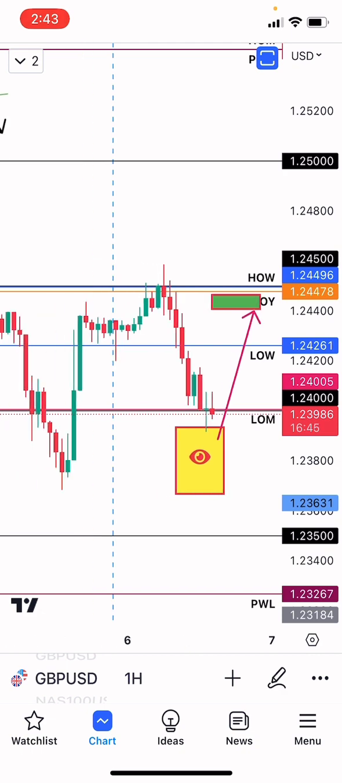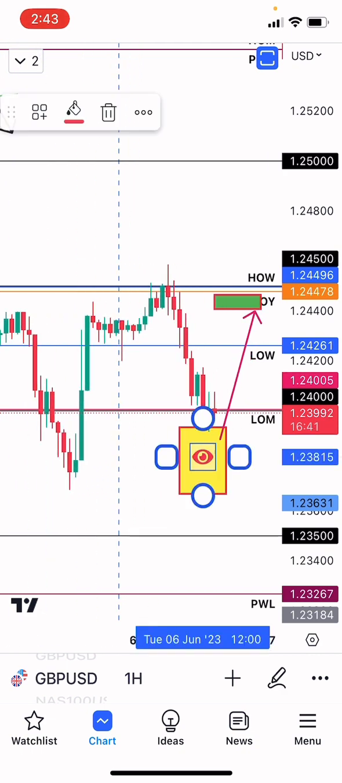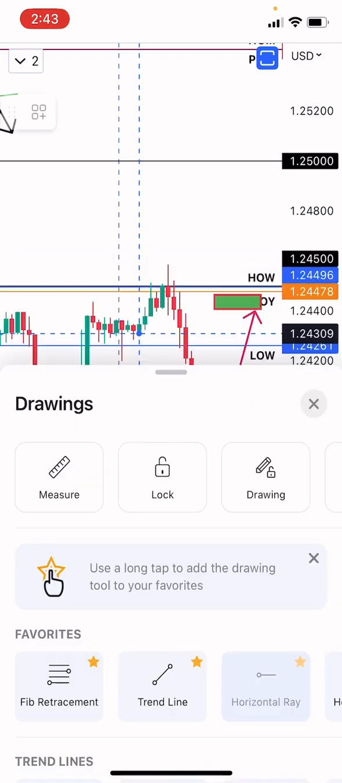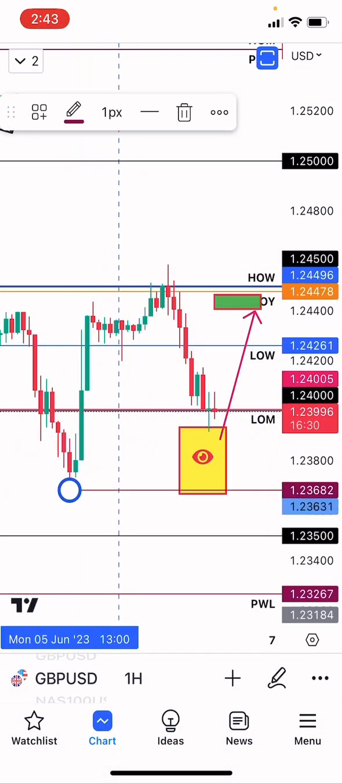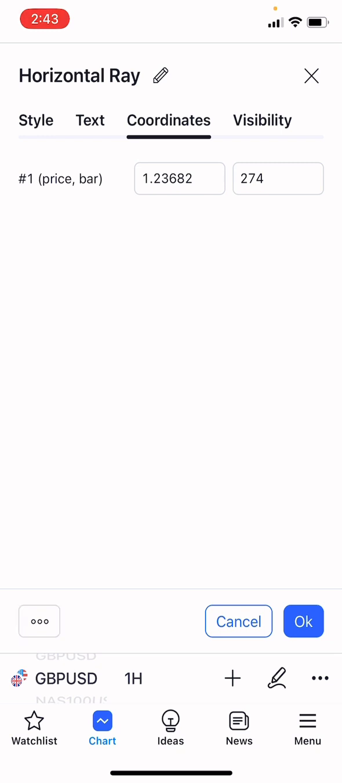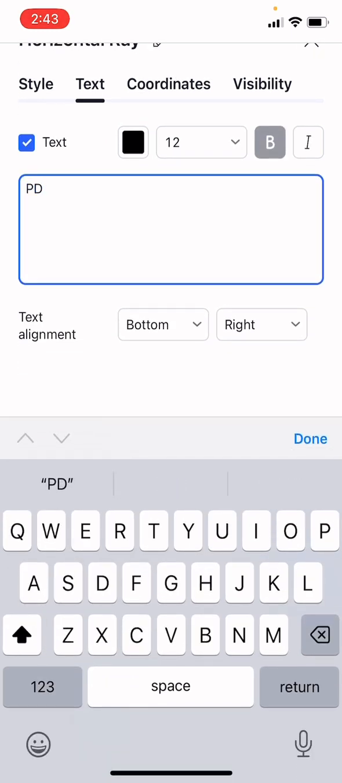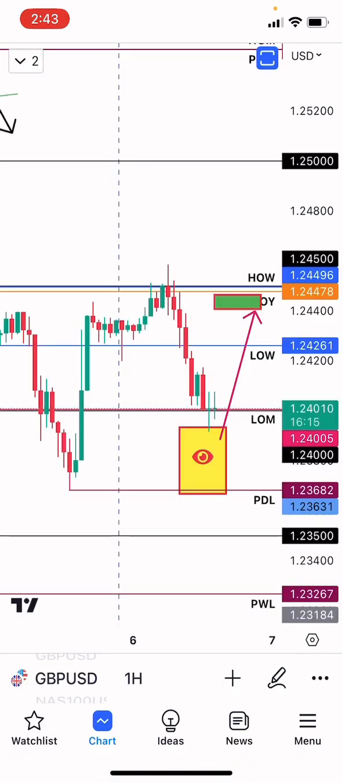Now another good area to watch out for in the market today is this area. It is somewhere around the previous day low. So this is the previous day low, and it's a very good place to look out for buy trades. Let me just tag this previous day low. All right.